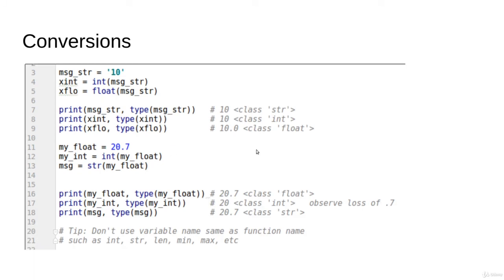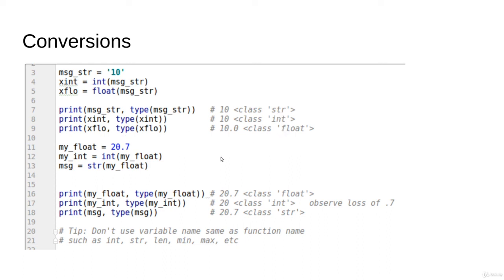Another interesting topic is conversions. There are functions like int and float and str that help us to convert something. For example, let's say we have a message str which has a string value of 10, but I would like to use the value 10, maybe to increment it with a plus something. You can call the function int of a string, which is going to return an integer value, or float of a string, which is going to return a float value. So here if you try to print the message str and its type, it will be 10 and class str, but the x int will be integer and the x float will be float.